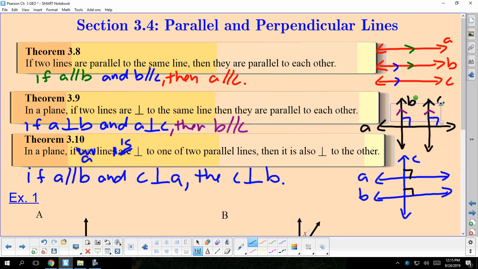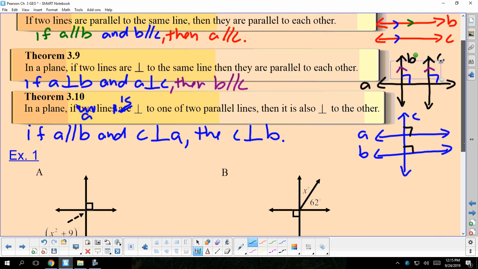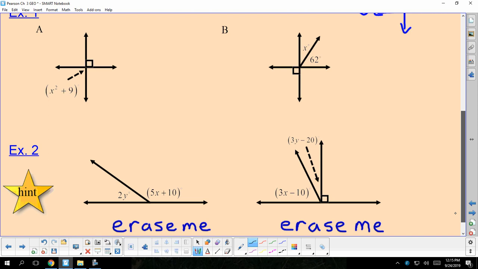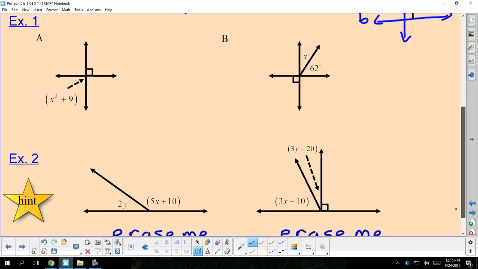Next, I'd like you to go ahead and see if you can solve for the missing variable for each of these examples. Solve for each of these variables. Okay? Take a second, see how many of them you can do. We'll hook up on example 2 and I'll give you a few hints.